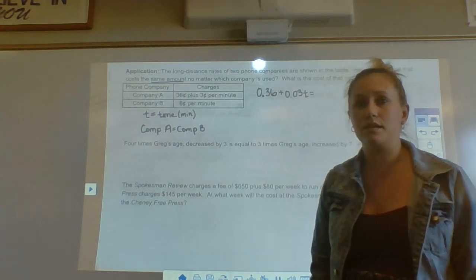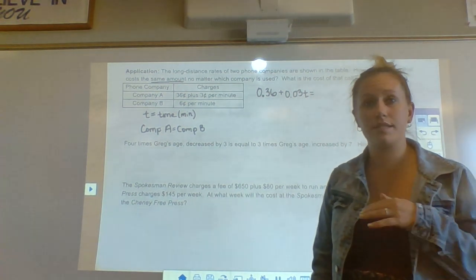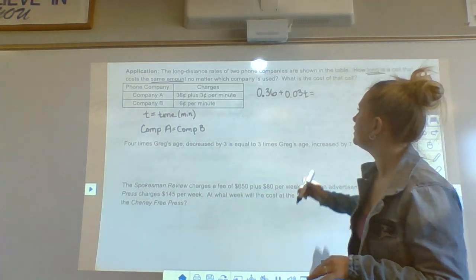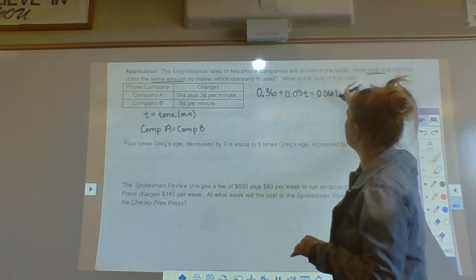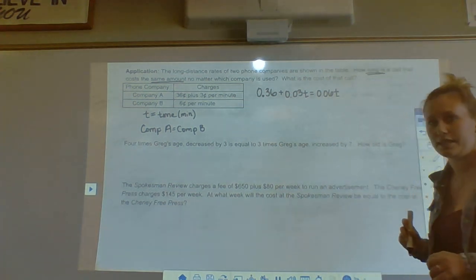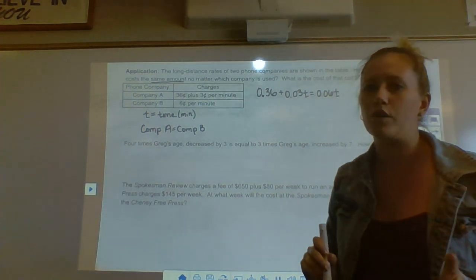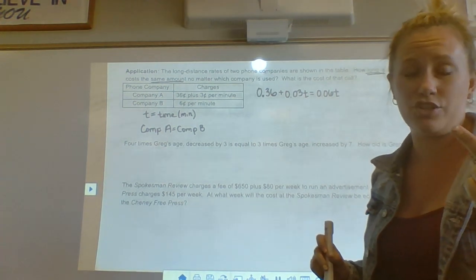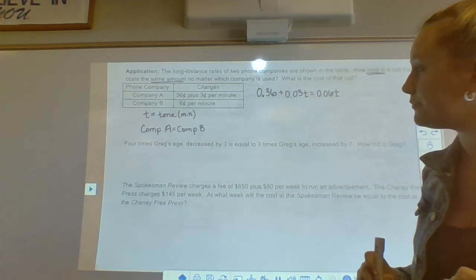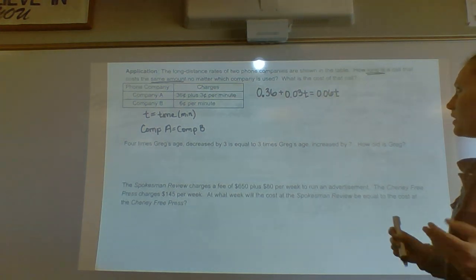And then company B charges just 6 cents per minute. So 0.06 times T per minute. Per is another word that means multiply. So we've got per, of, each, all of those mean multiply. All right, so then we're going to solve this.